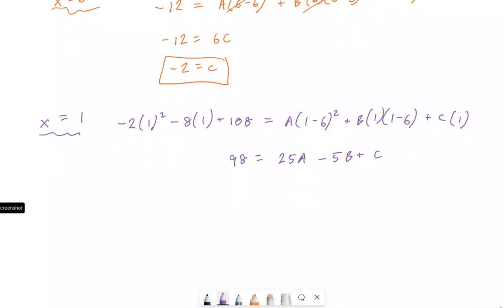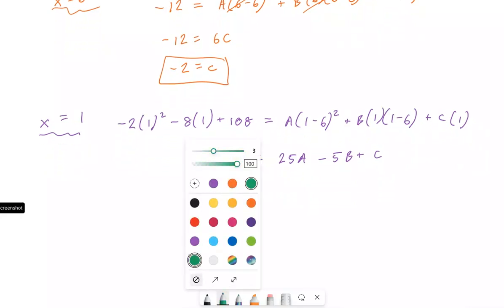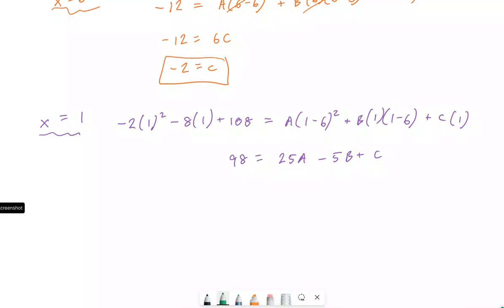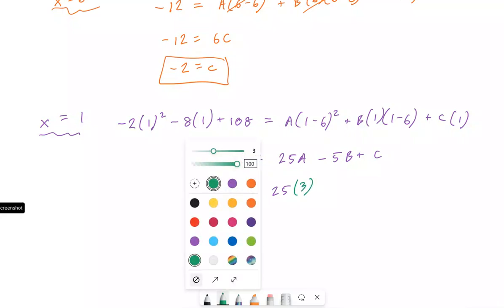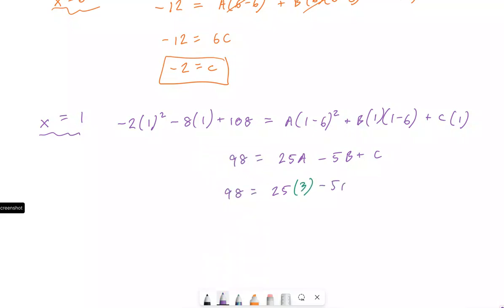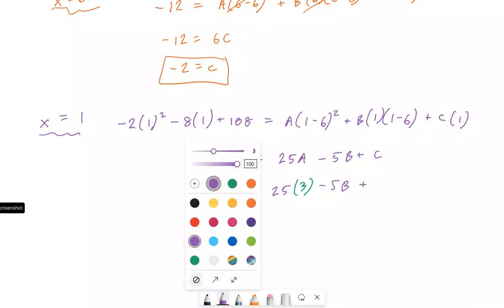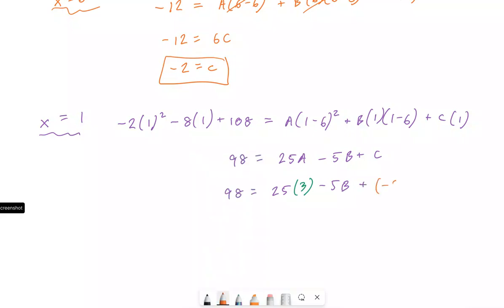And now we can use those previous values we found for a and c. Let's write it out again. 98 equals 25, and what's a? If you remember from earlier, that was 3. And then we say minus 5b, because I still don't know what b is, and plus c, and my c is negative 2. And you see b is the only variable left, so we just write that one here. Negative 5 equals b. That's my third variable.